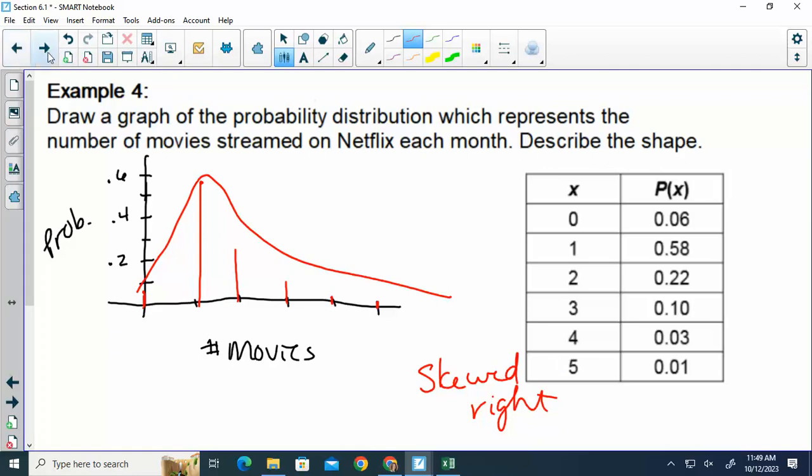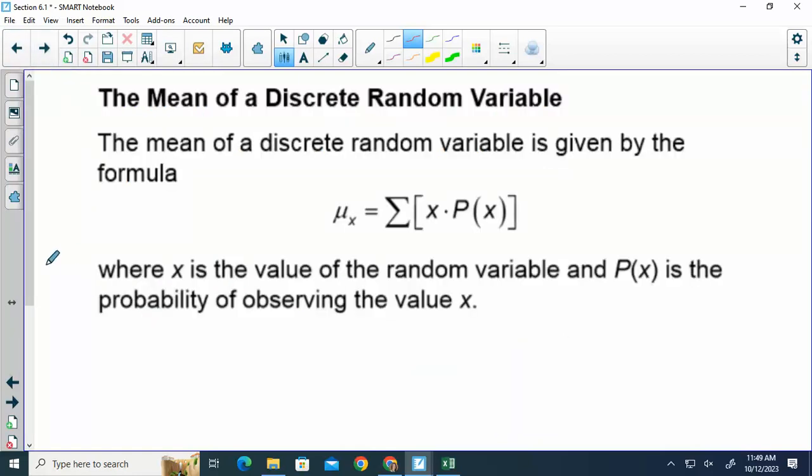So next, this is some kind of a new component. We can find the mean of these discrete probability distributions. So on your formula sheet, we're in chapter 6 now. This gives us the formula. We know mu represents mean, which is saying the mean for variable x. What's this symbol mean? So add them all up, the sum of x times p of x. X is our value, p of x is the probability.